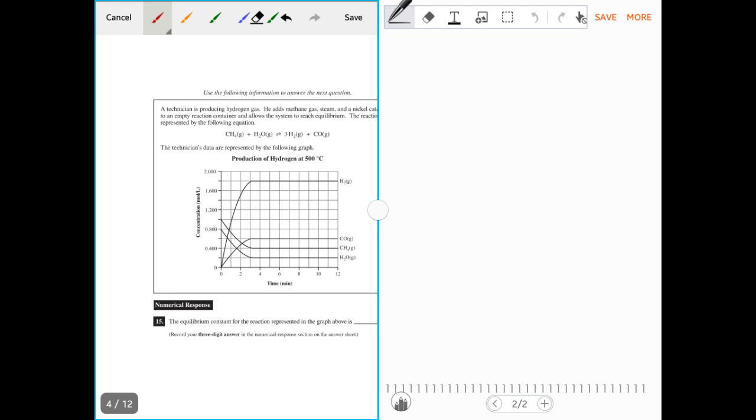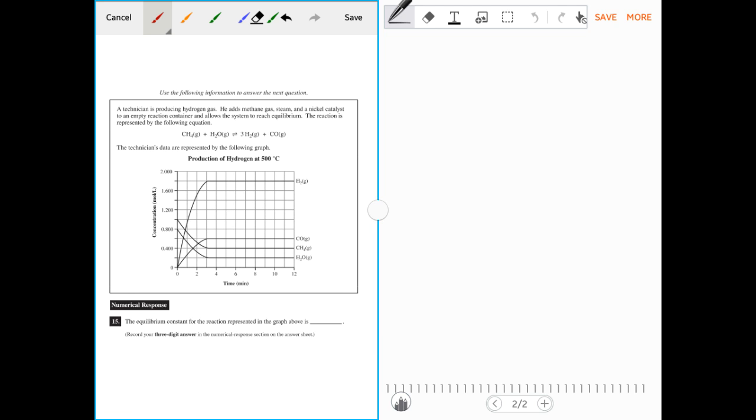Okay, let's take a look at this example here. It says the equilibrium constant for the reaction represented by the graph above is blank. So we are going to look at our numerical values on the graph and see if we can calculate some sort of equilibrium constant. Now I'm going to do this on my space on the right just so I have lots of room here to write this in. So let's just read this information and we'll see what we can pull out of it.